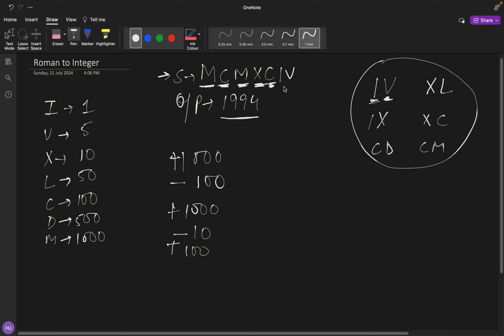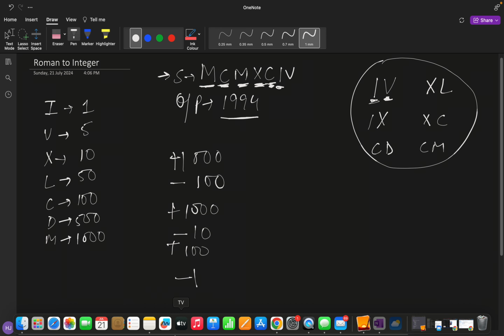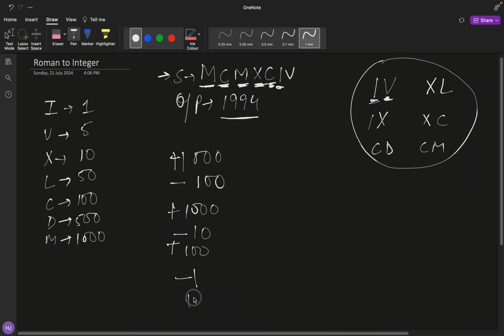Okay. So talking about I, what is the value of I? It is 1. Is I greater than V? No. So I will simply subtract 1 from my answer. And what is the value of V? It's 5, and it will be added because it reaches the last. So 100 minus 100 gets cancelled, and minus 10 minus 1 plus 5, 2000 minus 6, so it turns out to be 1994, and this is my answer.